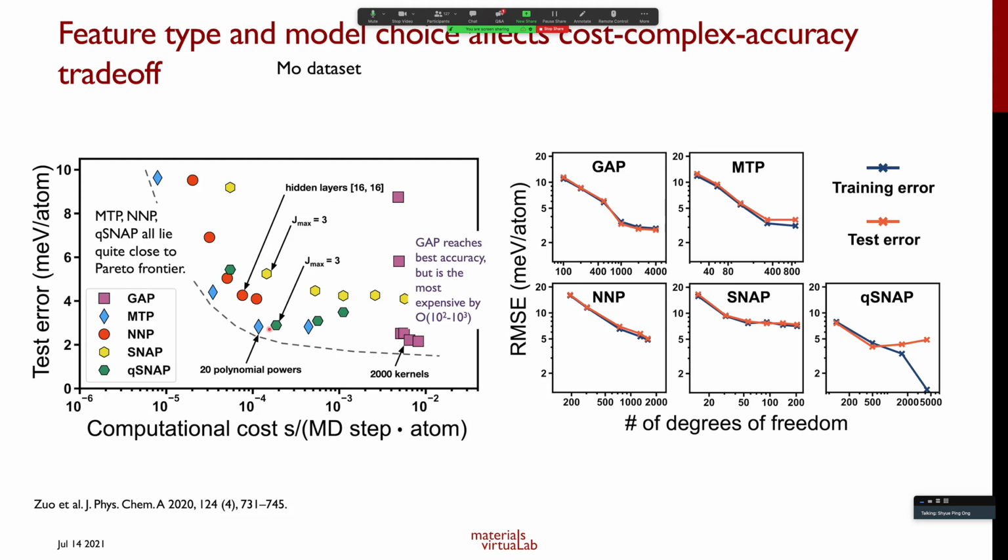We also evaluated things like the cost and complexity. The main thing to note here is that things like the moment tensor potential, neural network potential, and the SNAP potentials all have a very good trade-off between cost and accuracy. The GAP potential, because of the use of the Gaussian process regression, tends to be much more expensive, but at the same time, it can reach the best accuracy among all the interatomic potentials. So depending on what you need for your simulation, this is something that you can tune to your liking.